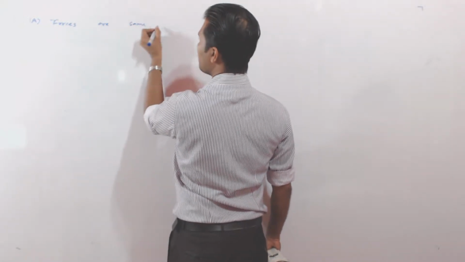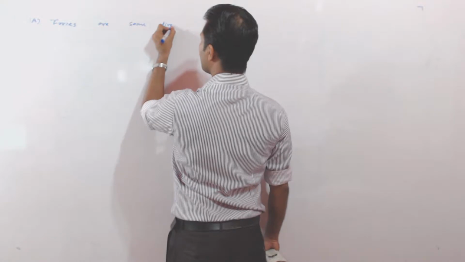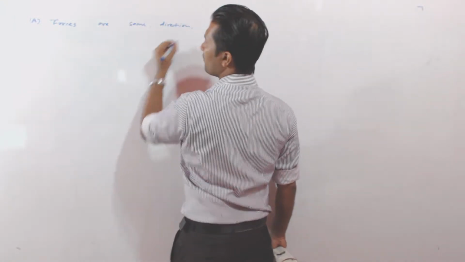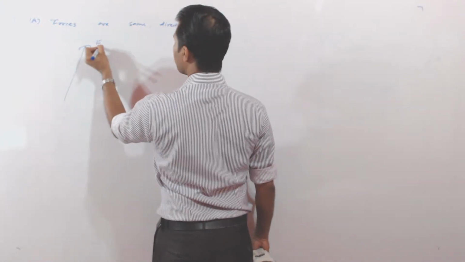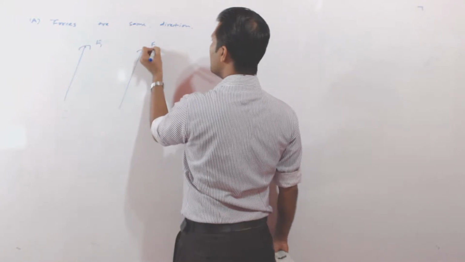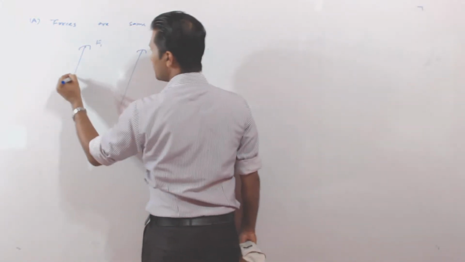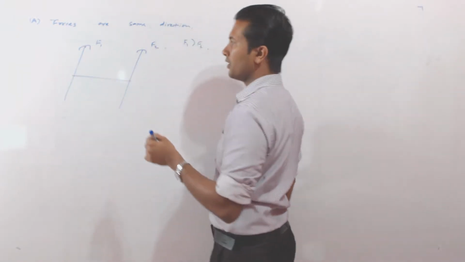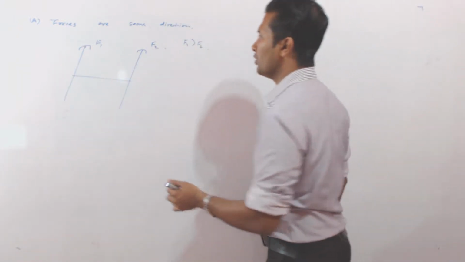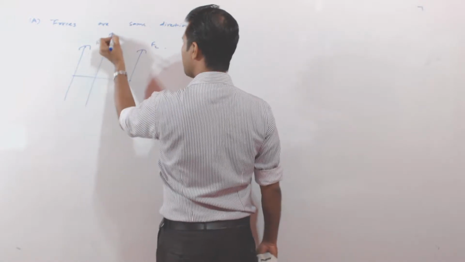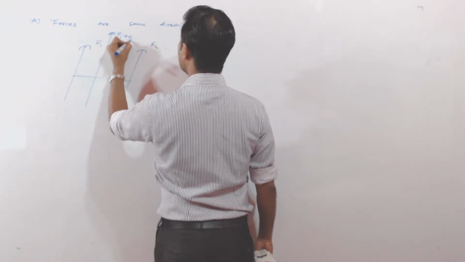When forces are in the same direction, this is F1, this is F2. If F1 is greater than F2, the resultant should be F1 plus F2. We know that. This is the line of action of the resultant.